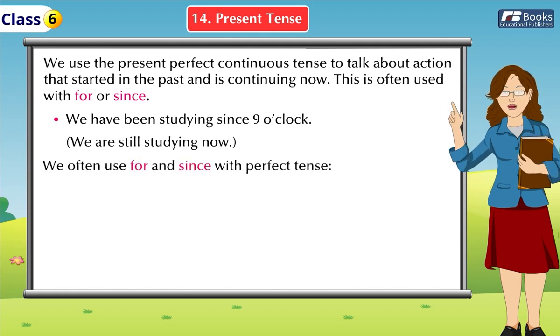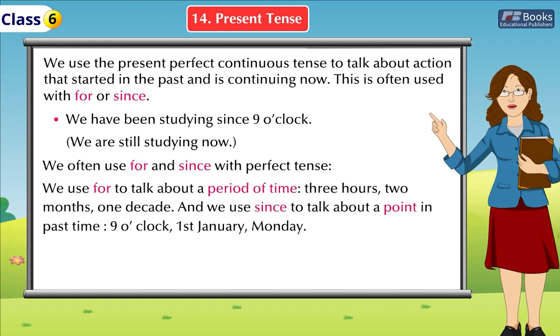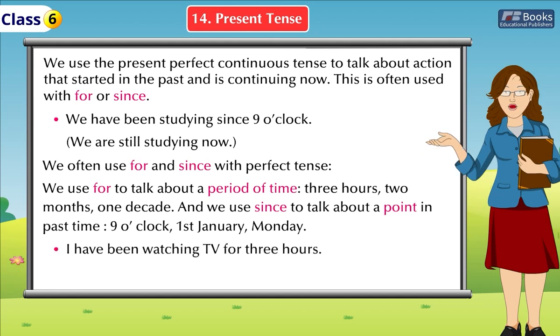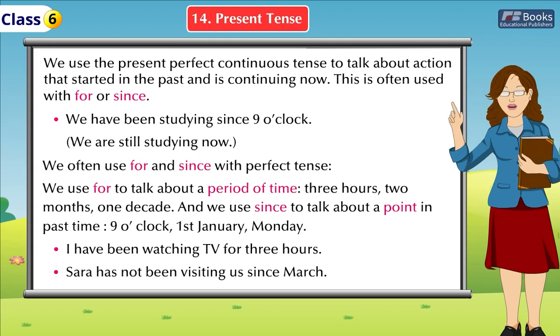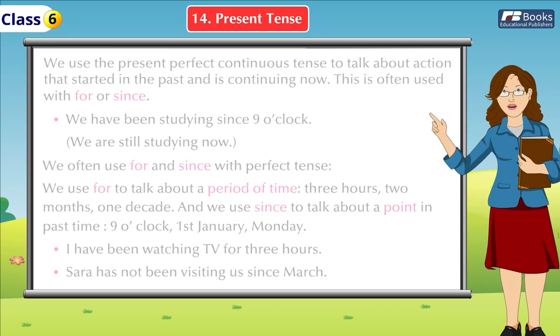We often use for and since with perfect tense. We use for to talk about a period of time: 3 hours, 2 months, 1 decade. And we use since to talk about a point in past time: 9 o'clock, 1st January, Monday. I have been watching TV for 3 hours. Sarah has not been visiting us since March.